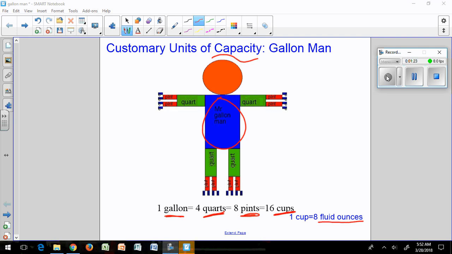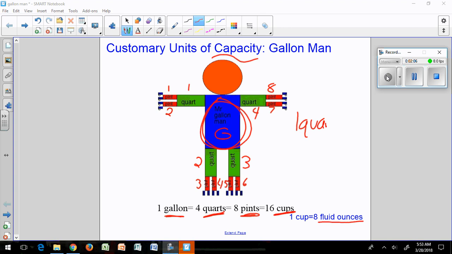And what you see on your page right there is gallon man. We have one body, and that's the gallon part. That would be the gallon. And in that gallon, we have 1, 2, 3, 4 quarts. Okay? And in each one of those quarts, we have 2 pints. So in a gallon, there are 1, 2, 3, 4, 5, 6, 7, 8 pints. So in 1 gallon, there are 4 quarts, 8 pints, and 16 cups.